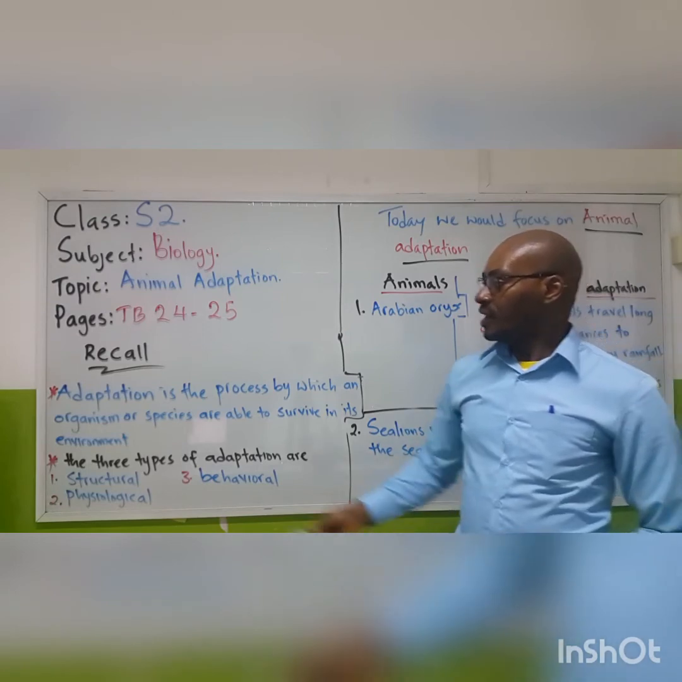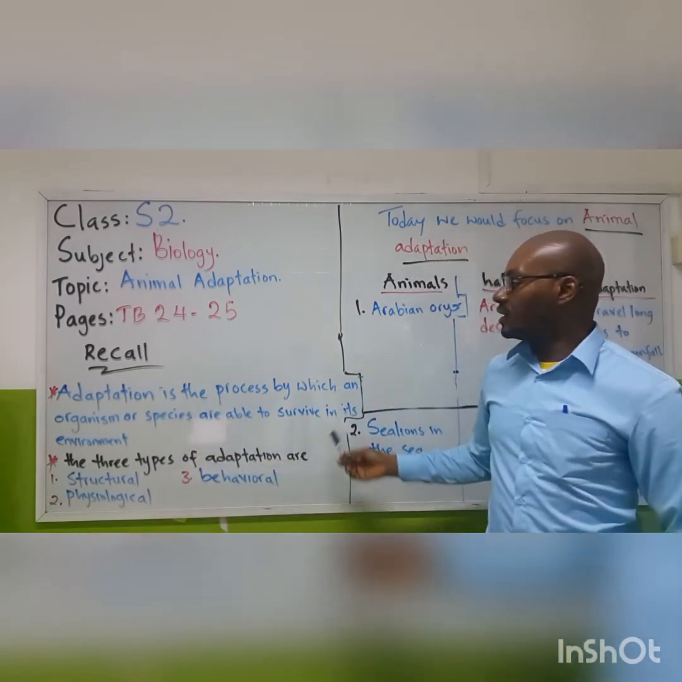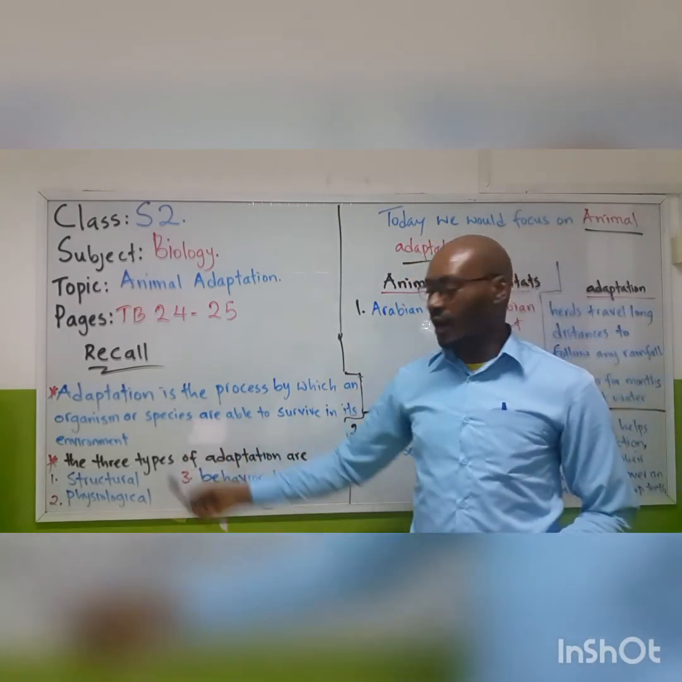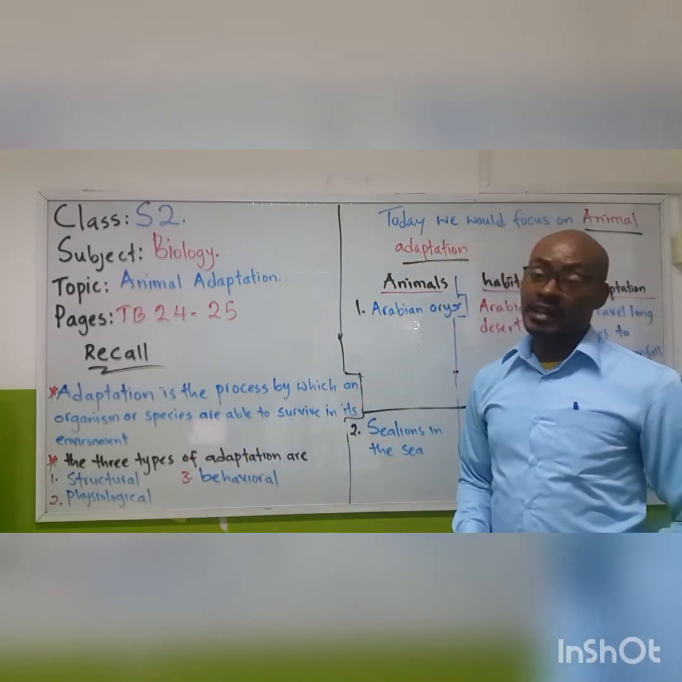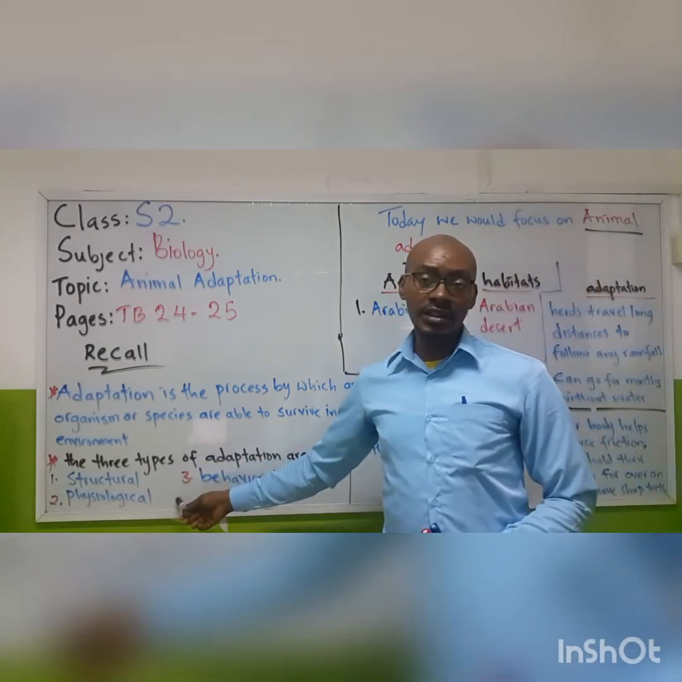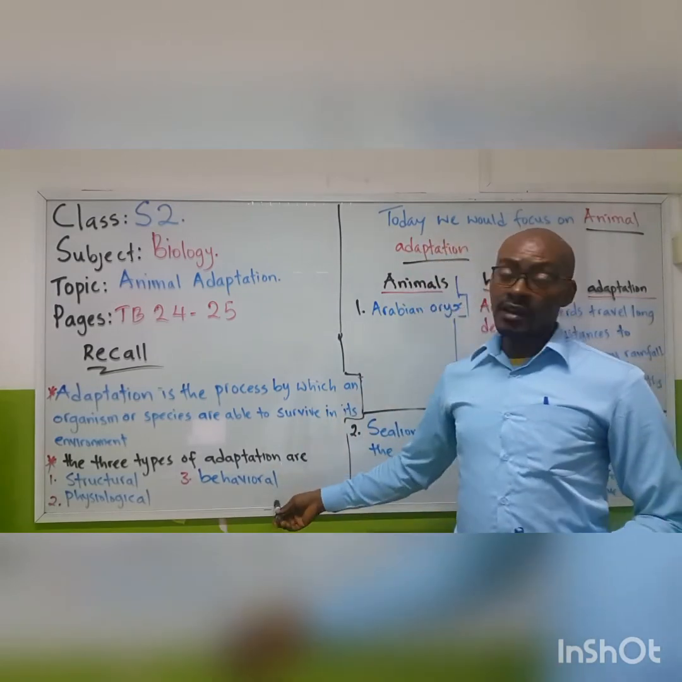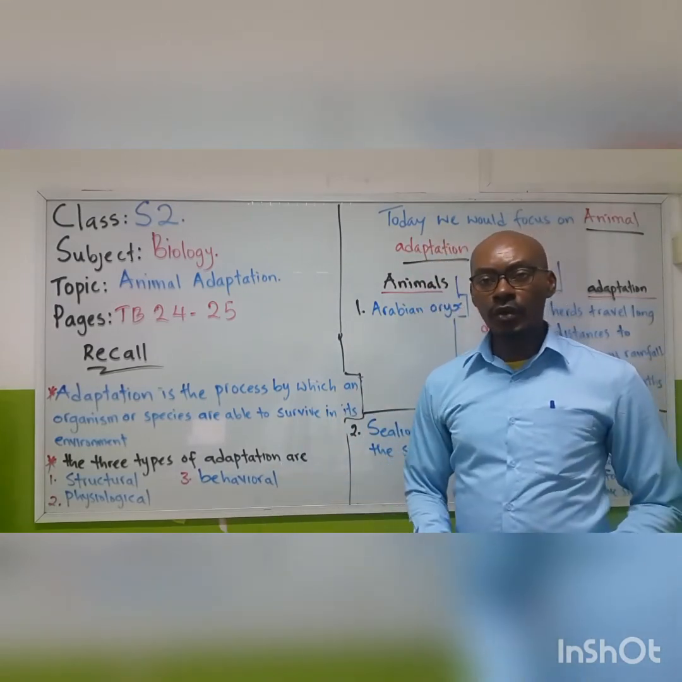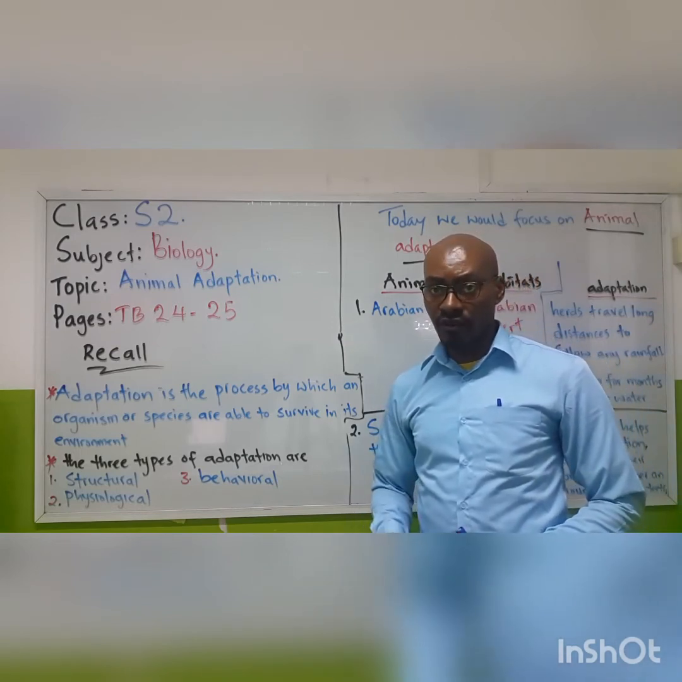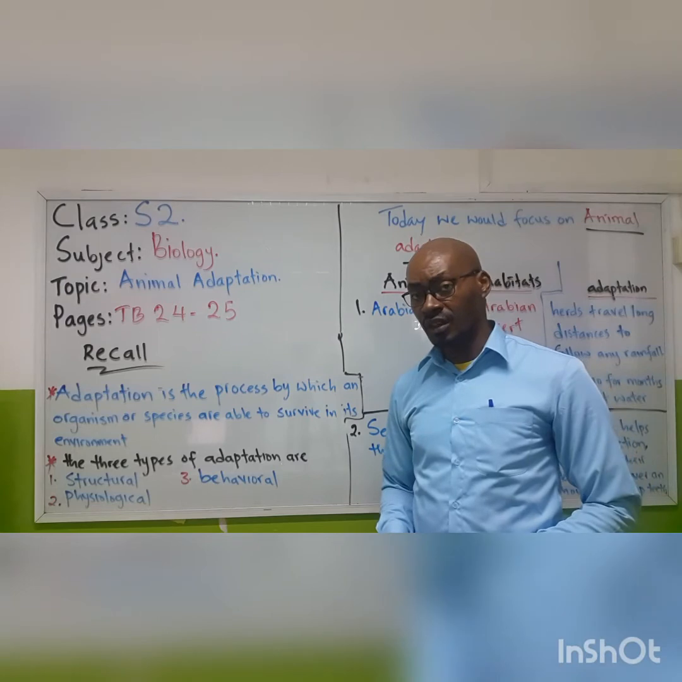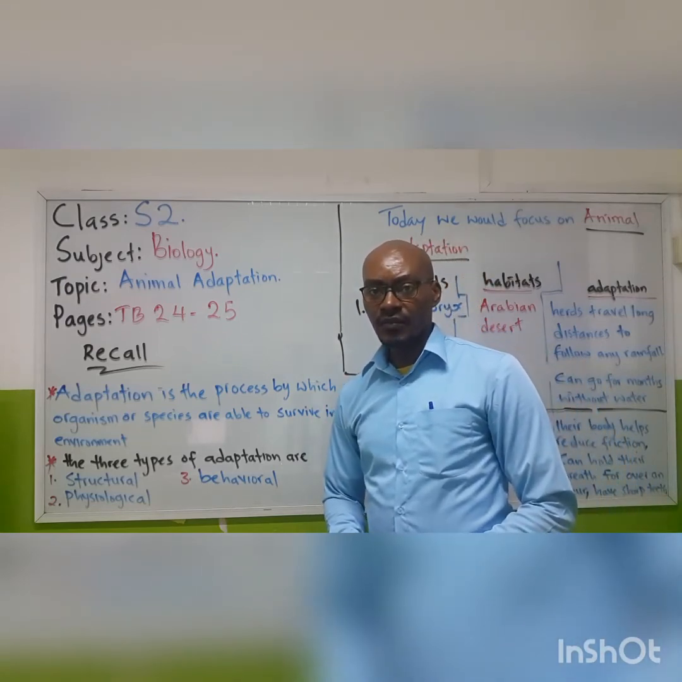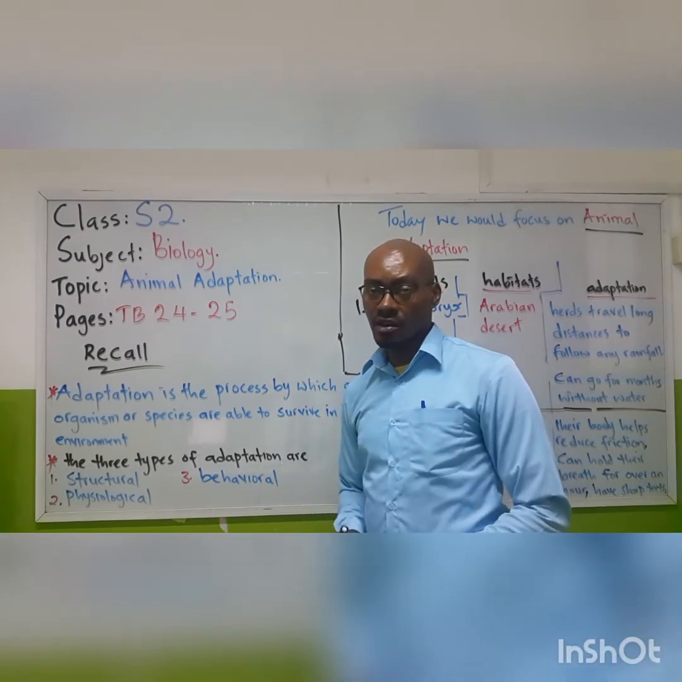Now, what is adaptation? Adaptation is the process by which an organism or species are able to survive in its environment. And there are three types of adaptation, which are structural adaptation, physiological adaptation, and behavioral adaptation. If you could recall, we talked about different plants and how they adapt to their environment. We talked about the spruce tree. Can you remember how does the spruce tree adapt to its environment? That will be a question you need to answer in the online class.